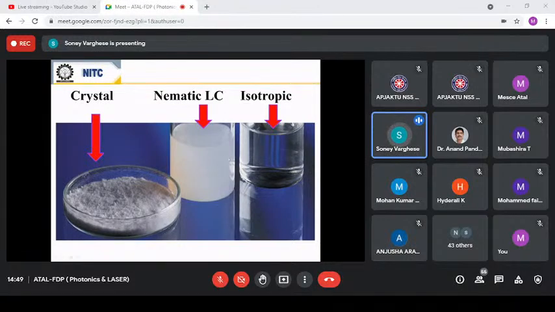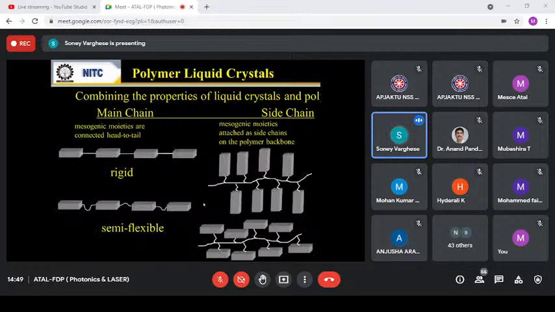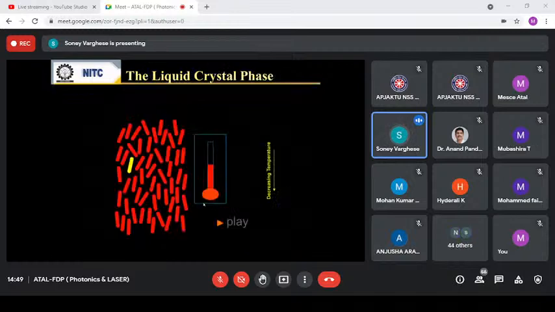So this type of material is actually used for display devices, right? Nematic crystals. And we have other phases also, smectic A, smectic C, etc. That depends on the orientation of the directors or the molecules. I'm not going to discuss that. And also we have polymer liquid crystals. These are just large molecules which are connected to each other, forming high molecular weight materials. So that is just giving an idea about this material.